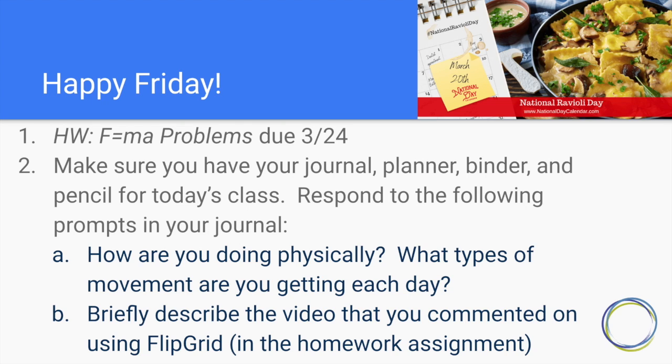After you've written that down, go ahead, open your journal to a new page and respond to the following prompts. How are you doing physically? What types of movement are you getting each day? I know it's hard being cooped up in front of the screen all day, so what sort of things are you doing to move your body?